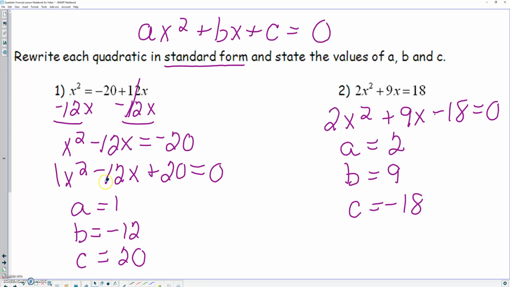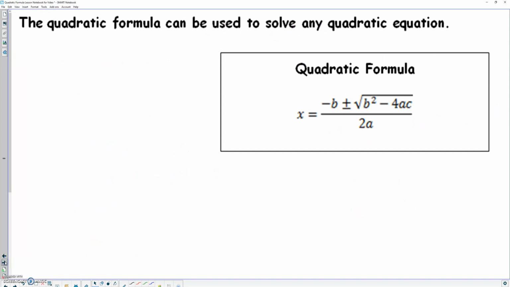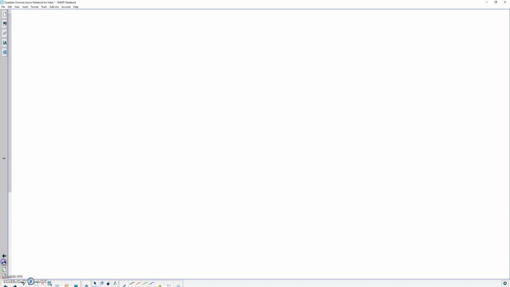Now let's look at the quadratic formula. Again, the quadratic formula can be used to solve any quadratic equation. The quadratic formula is the following: x equals the opposite of b plus or minus the square root of b squared minus 4ac, all over 2a. I know it looks a little intimidating, but it's not that bad. So let's go back to our original example.